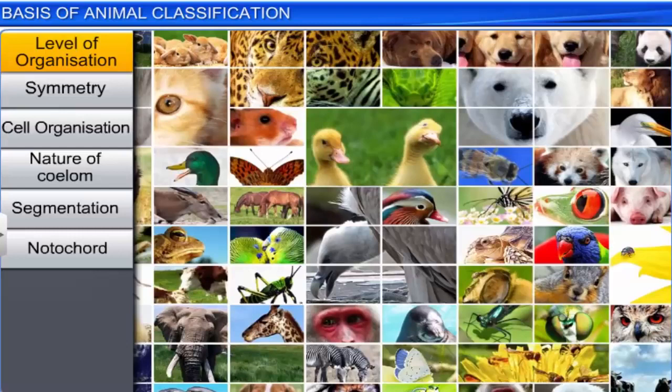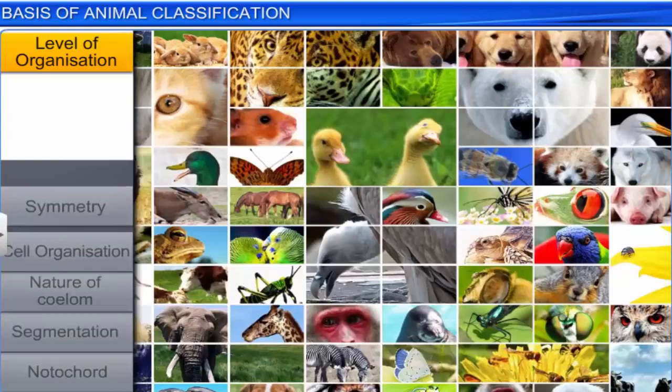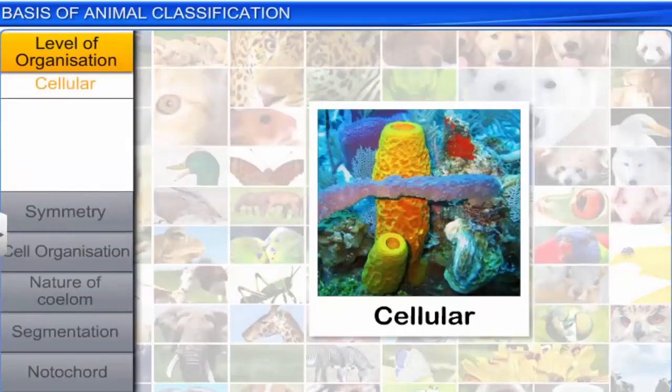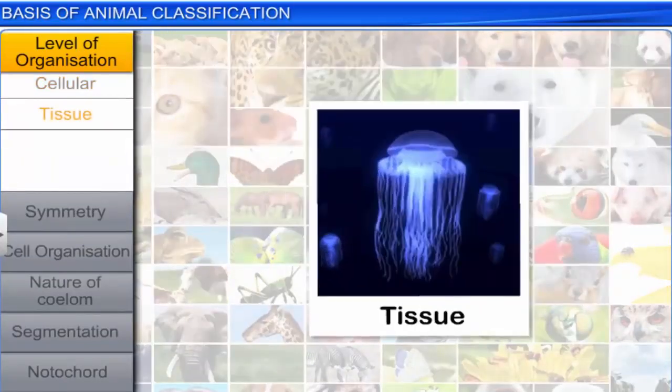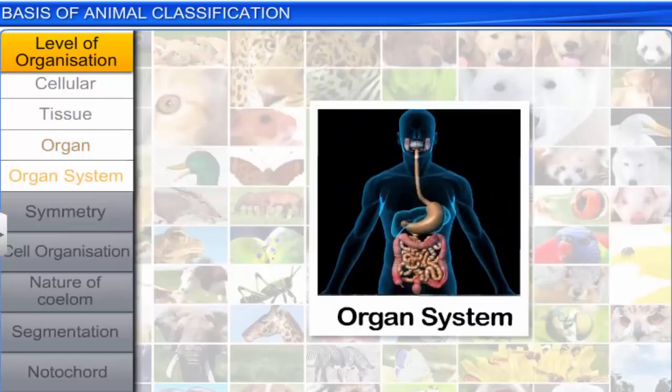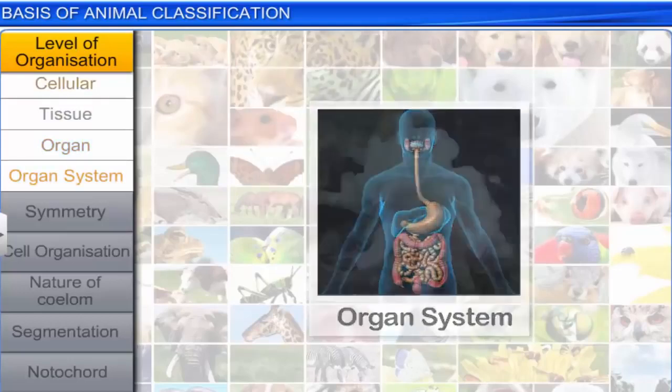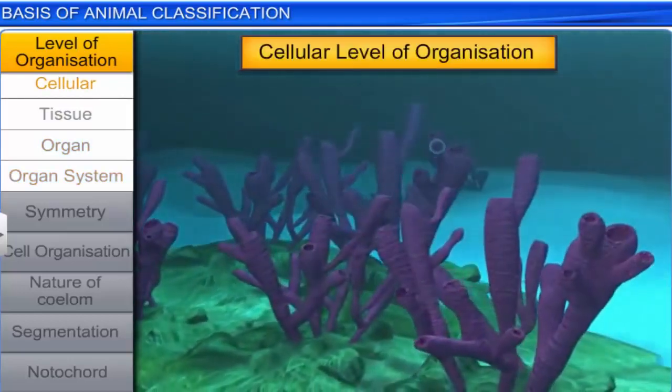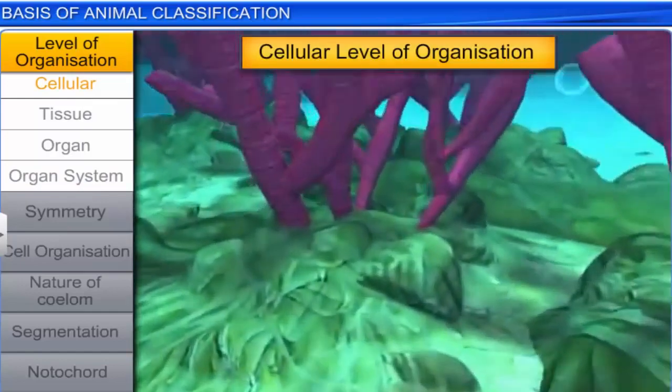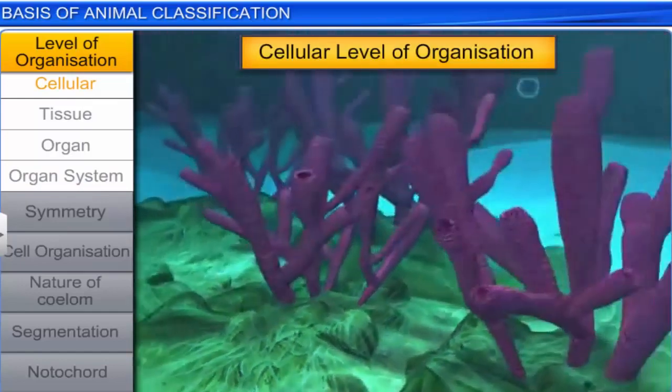Level of organization is the first basic fundamental feature that deals with the pattern of cell organization in an animal. There are 4 patterns of cell organization: cellular, tissue, organ, and organ system. Sponges exhibit a cellular level of organization where cells are loosely arranged.